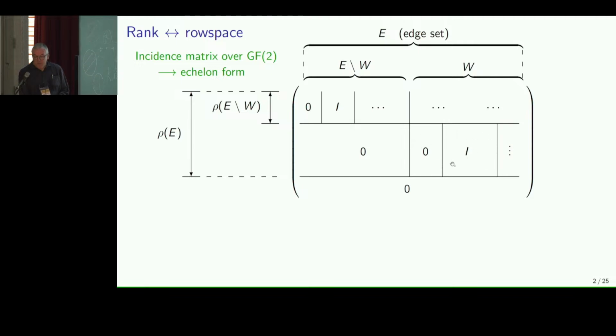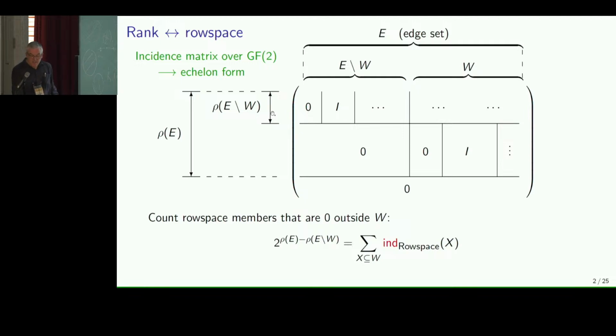They are a set of rows that generate the subspace of the row space whose members are all 0 outside W. So think of vectors where the positions outside those indexed by W, the entries there are all 0, and they form a linear subspace. And the rank of that subspace will be the difference between these two ranks. And we can count that. And because it's over GF2, we get this as the expression for the size of that subspace.